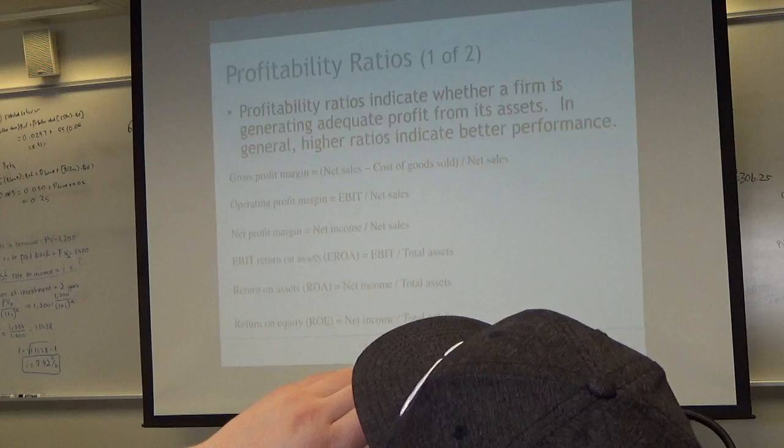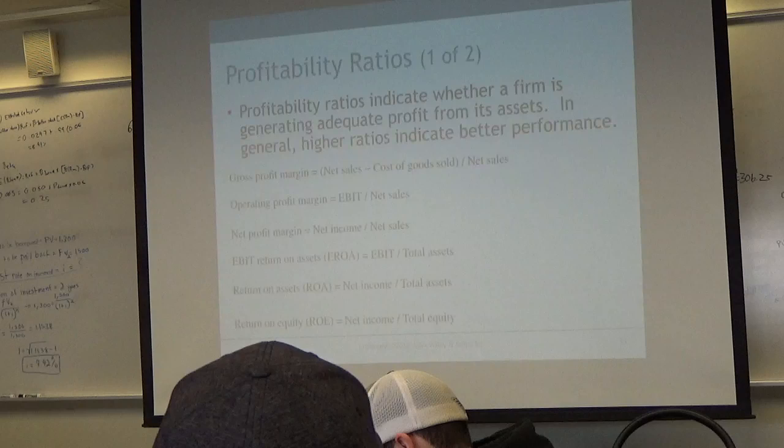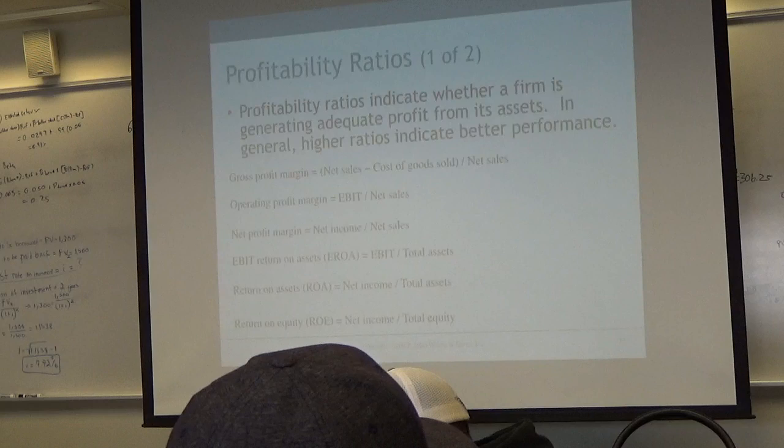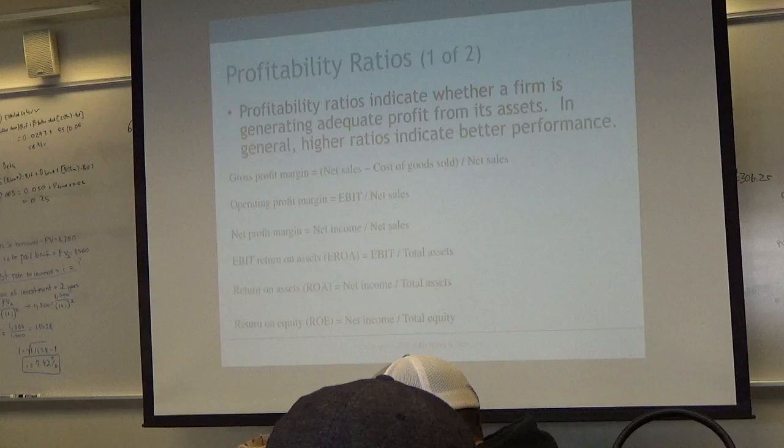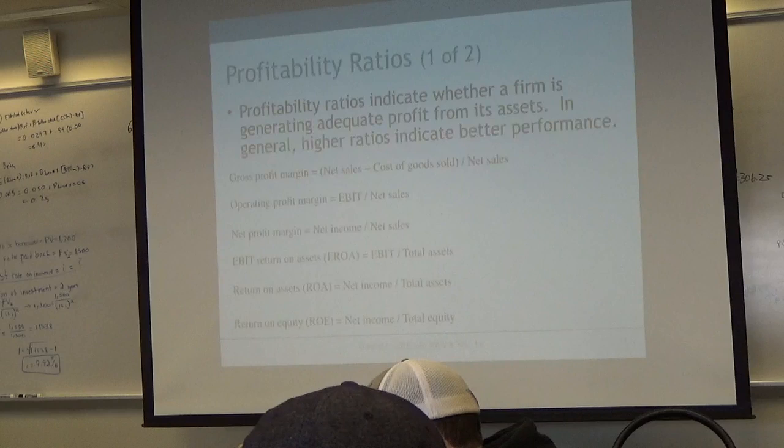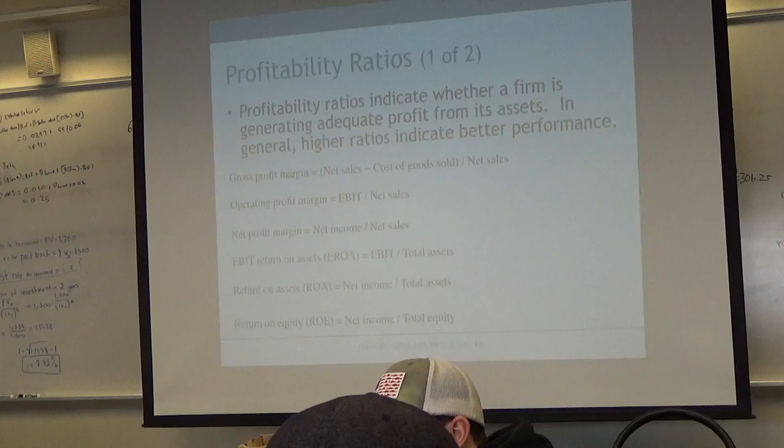The profitability ratios indicate whether a firm is generating adequate profit from its assets. In general, higher ratios indicate better performance. The main ones you need to know are the gross profit margin, which is the net sales minus the cost of goods sold divided by the net sales. You should also know the earnings before interest and taxes return on assets, which is the earnings before interest and taxes divided by the total assets, and then return on assets, net income over total assets. Those are the most important ones.